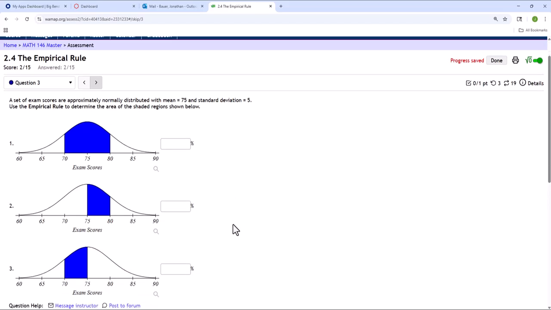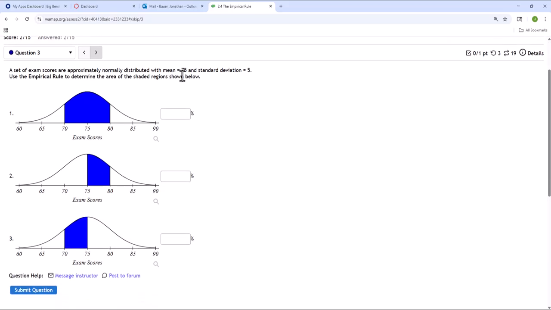Here we have a shaded region given to us. We have a mean of 75, a standard deviation of 5, and we're using the empirical rule to determine the area of the shaded region. So again, 75 plus 5 gets us 80. This is 1 standard deviation to the right. 75 minus 5 gets us 70. This is 1 standard deviation to the left. So this is going to be 68%.